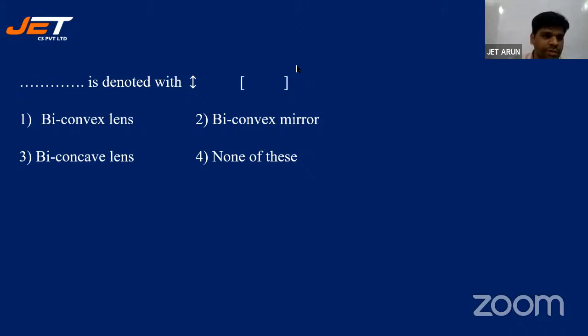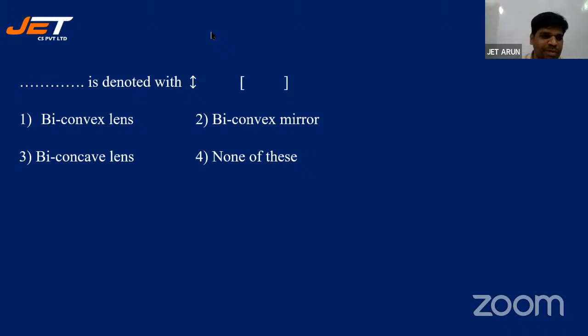Okay. One biconvex lens. Ria says biconvex lens. Sir. Okay. Excellent response. Consistent response. It seems like everyone is sitting in one room and answering together. Very good, students. Keep your energy high.